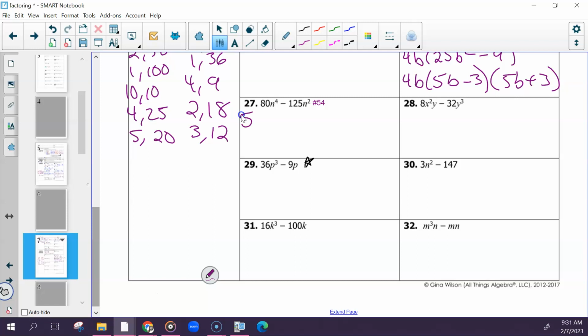Do we have any n's in common? n squared. If we divide that out, what's left? 16. n squared minus 16, and then those are perfect squares. What would our two new factors be? Minus 5 or plus 5, and then for n it is the opposite.